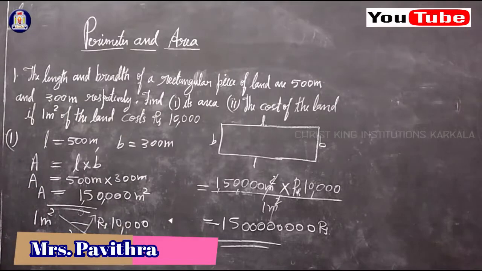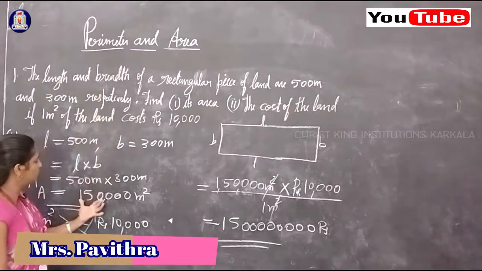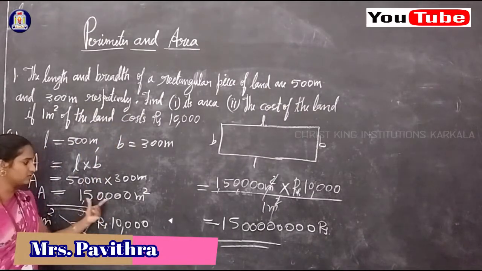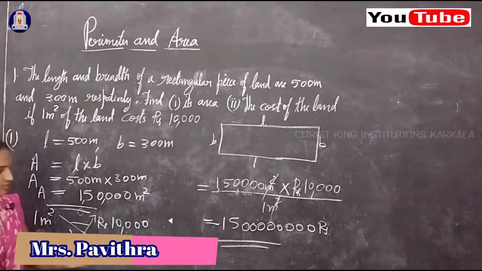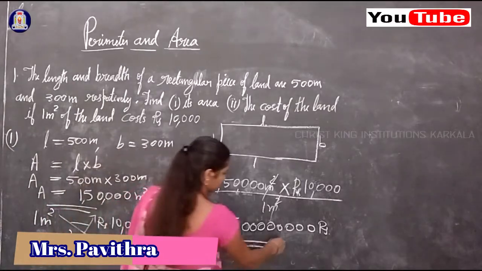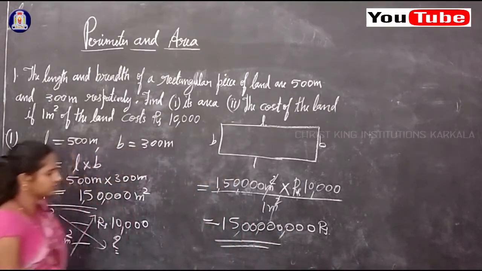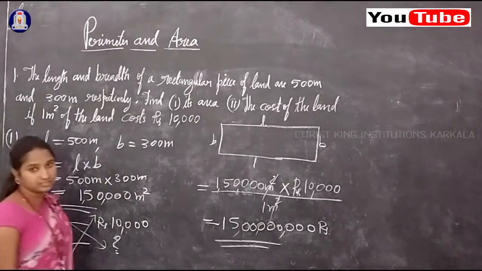Find the cost of the land if 1 meter square of land is this much. What is the cost of this much area of land? Clear? 1 meter square is 10,000. What is the cost of 1,50,000 meter square of area? So the cost is this much. How many zeros? 8 zeros. So if you want, you can write this in standard form.